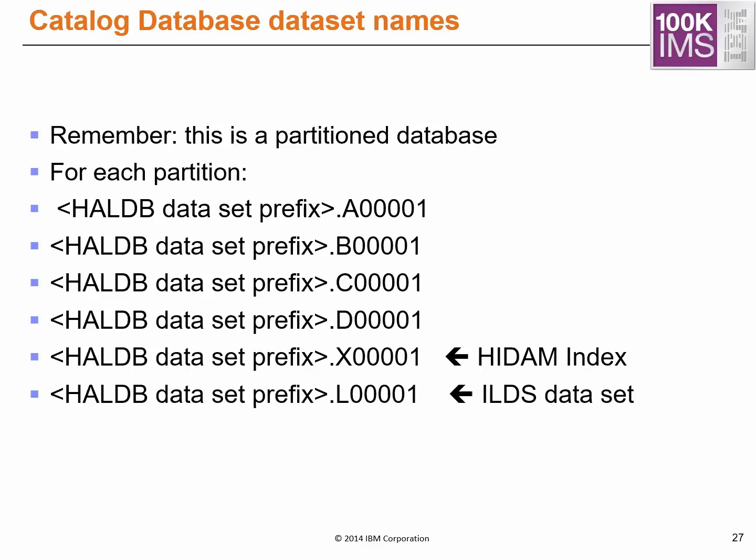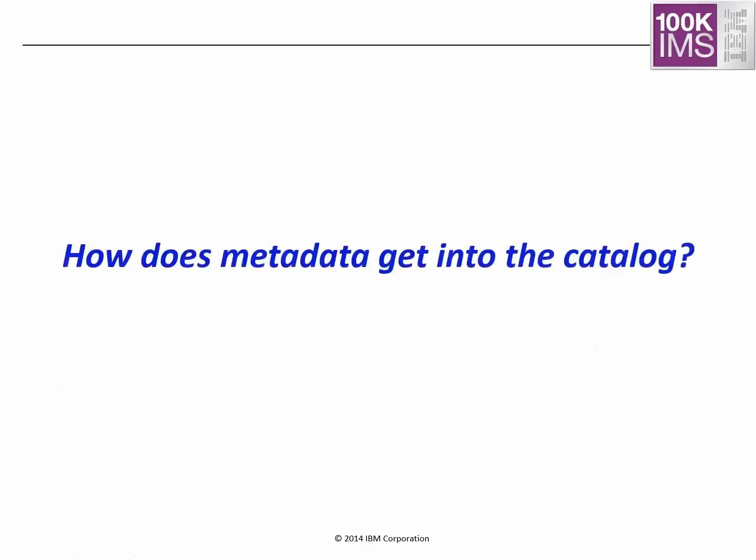Remember, the catalog is a partition database. So for each partition, you have a HALDB dataset prefix. When you have a HALDB database, you have to define a HALDB dataset prefix, right? And we've got four dataset groups, so it's A, B, C, D. And then we've got a HALDB index, and so that's the X00001. And then in HALDB, you've also got something called an ILDS dataset that's used to dynamically update pointers, and that has the .L suffix, if you will, right? So that's sort of the naming conventions for the catalog database dataset names.